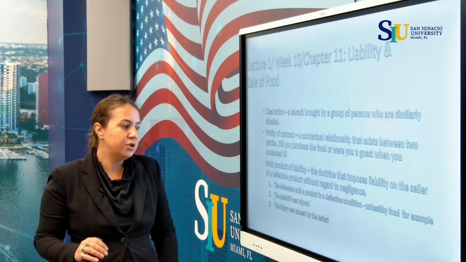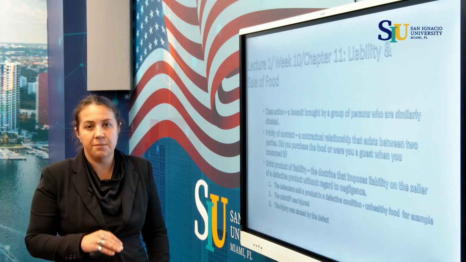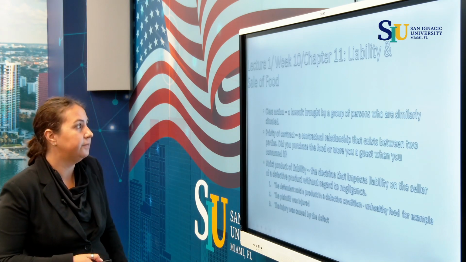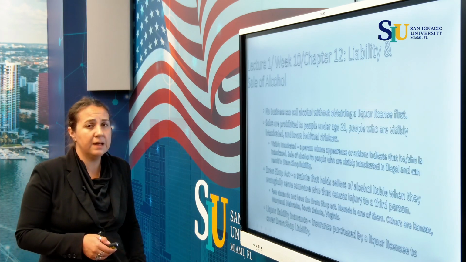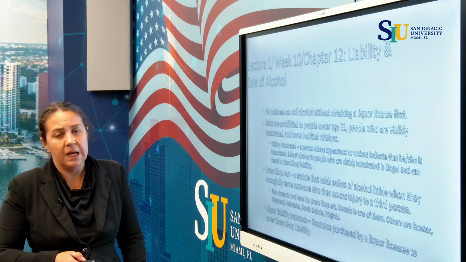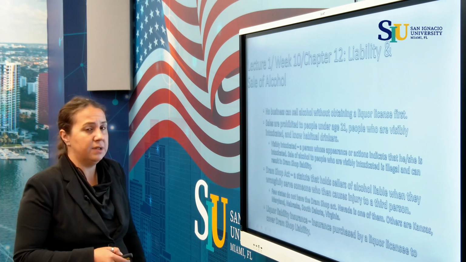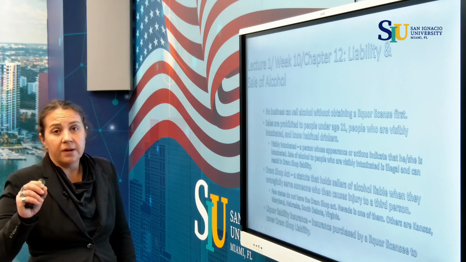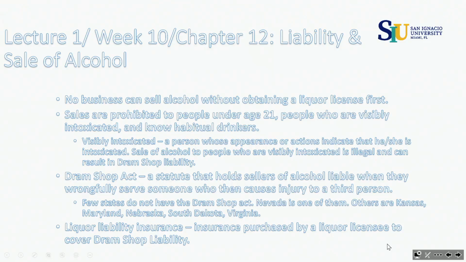And then 3, the injury was caused, as I mentioned, by that defect. Okay. The next thing that I wanted to discuss is the following chapter, which is liability as it pertains to alcohol. There are a couple of things that I have notated here as most important that you need to be aware of. Obviously, a full review of the chapter will be required, but I wanted to kind of pinpoint some things that you might have heard in the past.